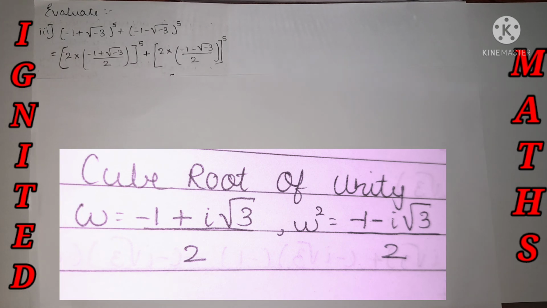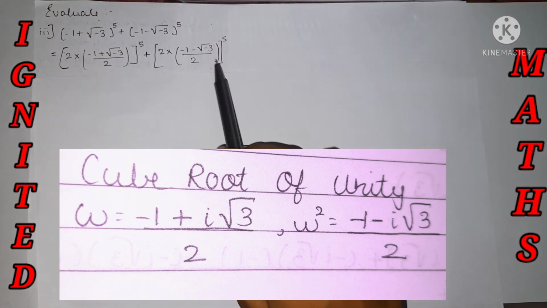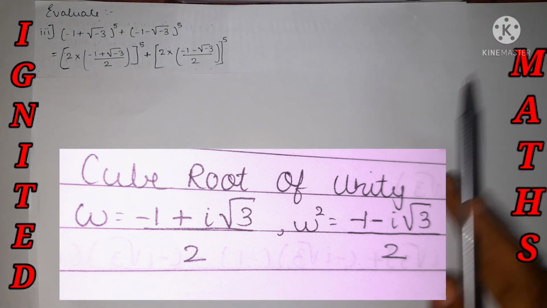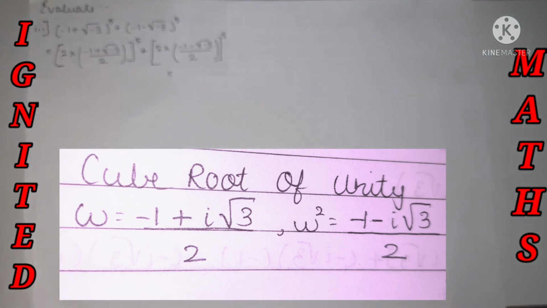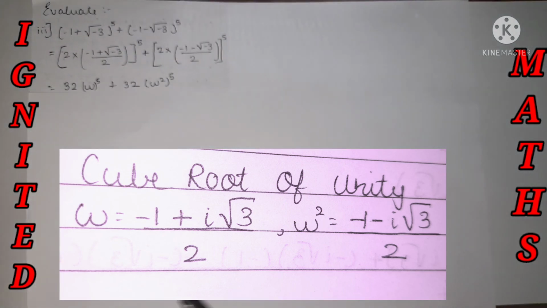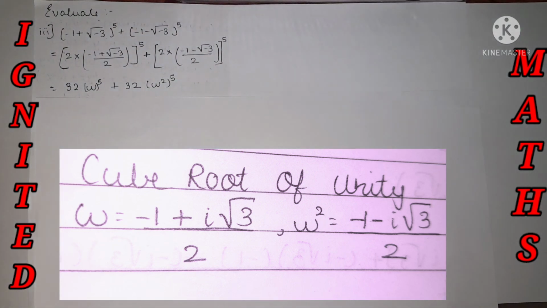After doing the multiplication and division by 2, this is nothing but my omega value, and this is nothing but my omega square value. So afterwards, I have 2 into omega raised to 5, and here 2 into omega square raised to 5. In the very simplest form I have found it. Just see the question and use the property: it's the cube root of unity, omega and omega square. The mind just clicks and we get the answer.